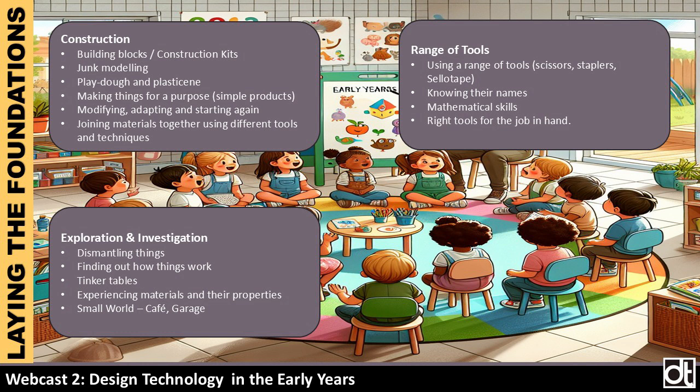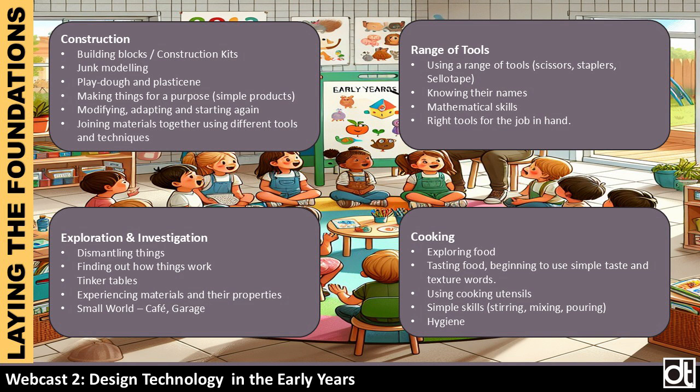Through constructing, exploring and investigating, children will begin to use an increasing range of tools and equipment. They will learn their names and what they are used for. They will begin to learn which tools are associated with making things using different materials and techniques, and through the use of these tools they will begin to develop their mathematical skills in measurement, counting, calculating and their awareness of size and shape. Eventually they will combine these skills to begin to develop an awareness of choosing the correct tool for the right job in hand.